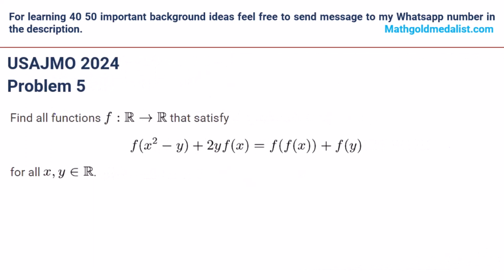JMO 2024 problem 5. It says find all functions f from R to R, real numbers to real numbers, that satisfy f of x squared minus y plus 2y f of x is equal to f of x plus f of y for all x and y in real numbers.